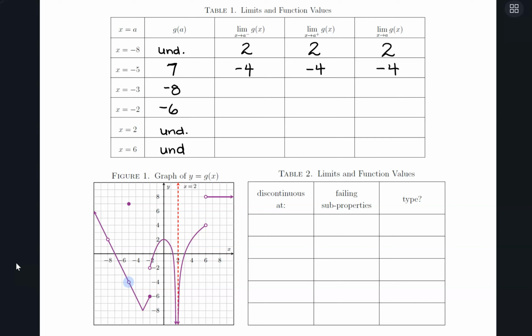At x equals -3, as we're approaching from the left, we're getting closer to an output of -8. From the right, we're also approaching -8, which means the two-sided limit is -8 as well. At x equals -2, that's where we're looking at our jump right here. So from the left, we're approaching a -6. From the right, we're approaching a -2, which means our two-sided limit does not exist.